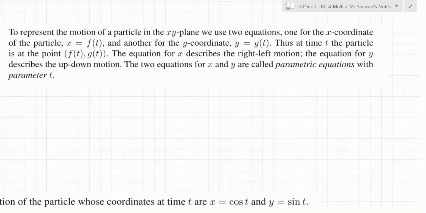So at time equals 0, where are you? At time equals 1, where are you? You can travel along a parabola. How many different ways could you travel along that parabola? An infinite number of ways.